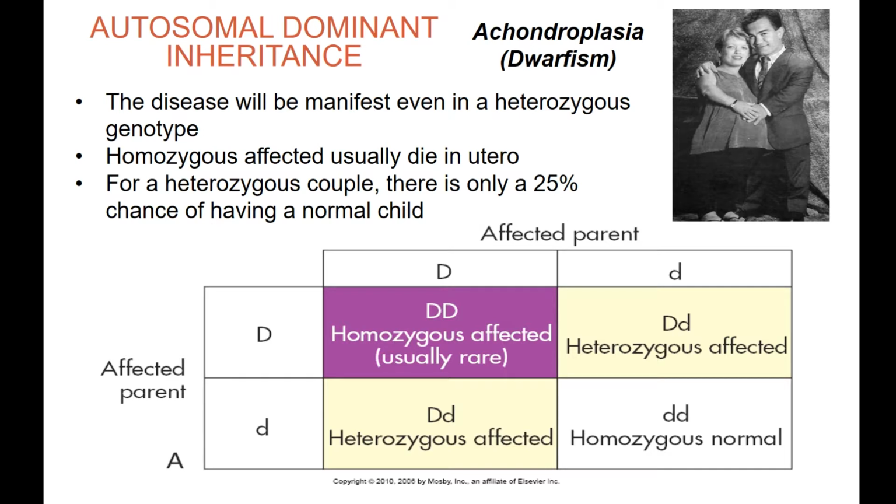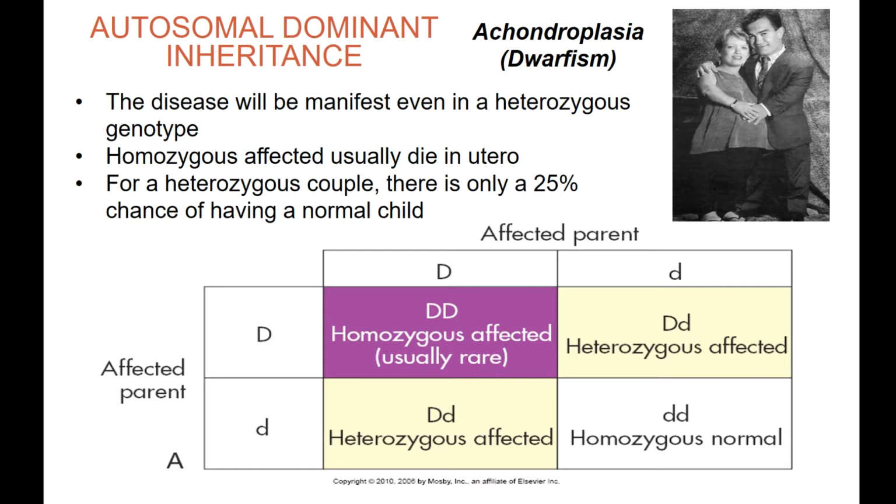So if your genotype was uppercase D, we always refer to the dominant gene as an uppercase letter and the recessive gene as a lowercase d. So when we say uppercase D, lowercase d, this is a heterozygous situation, but because the D or the achondroplasia gene is dominant, the heterozygous patient is going to look dwarf, is going to look with achondroplasia.